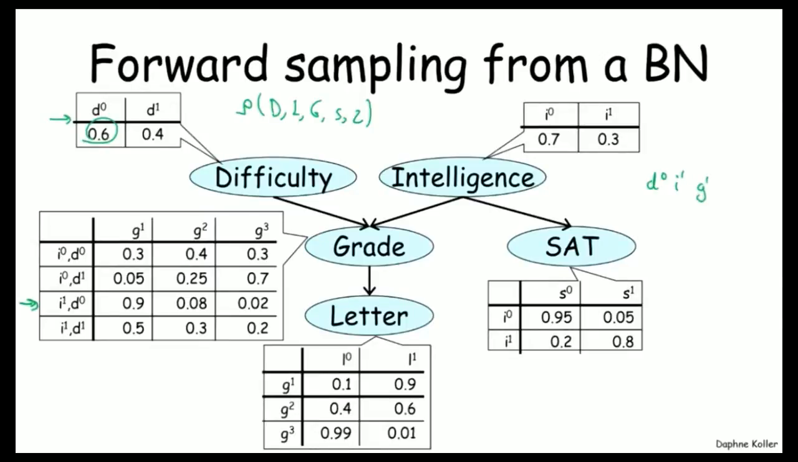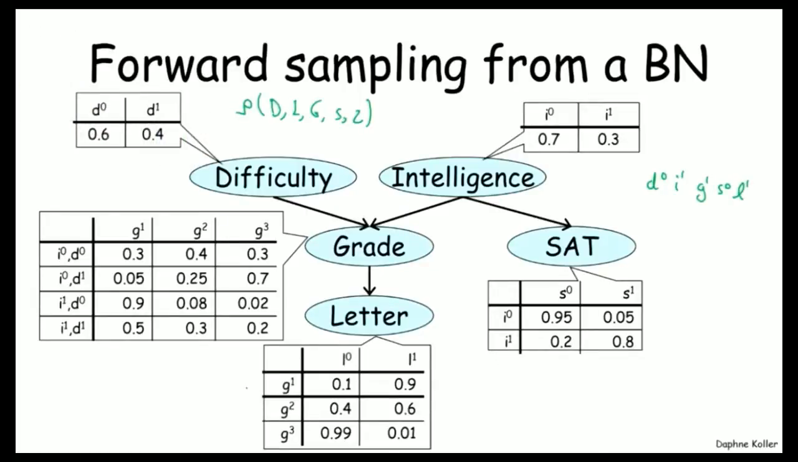And I proceed to do the same. So S is sampled from this distribution and say it comes out S0. And L is sampled from this distribution and say it comes out L1. And that's a sample. And I can do the whole thing all over again. And so I can go ahead and erase all of the decisions that I made before. And I can do the exact same thing.